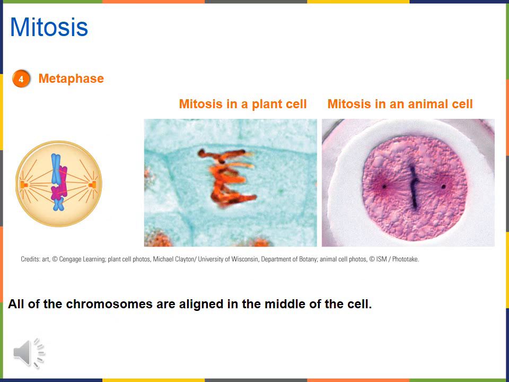Now we can move into metaphase. This is the second phase of mitosis. You can see now all the spindles have lined up all sets of chromosomes in the center of the cell. The plant cell and the animal cell really depict this very well. The animal cell especially, you can see the centrosomes with the spindles, and then the black line is the chromosomes. And so we've got all the chromosomes aligned in that center.